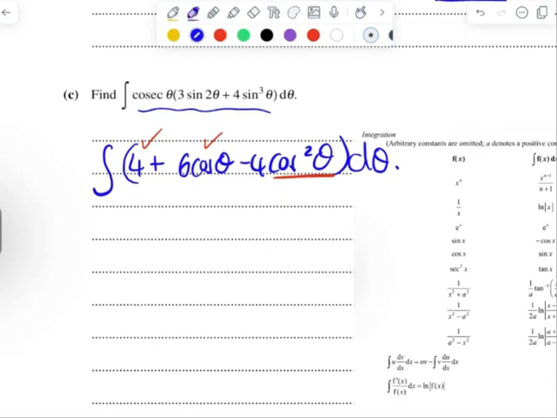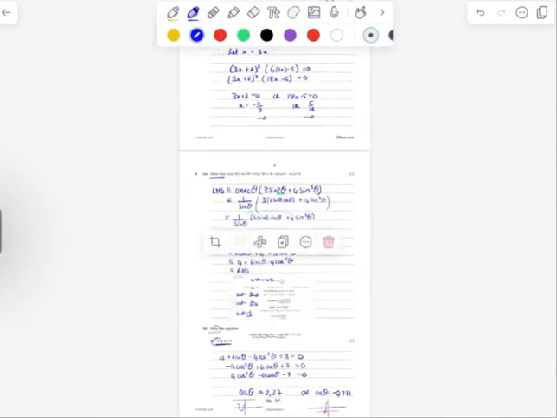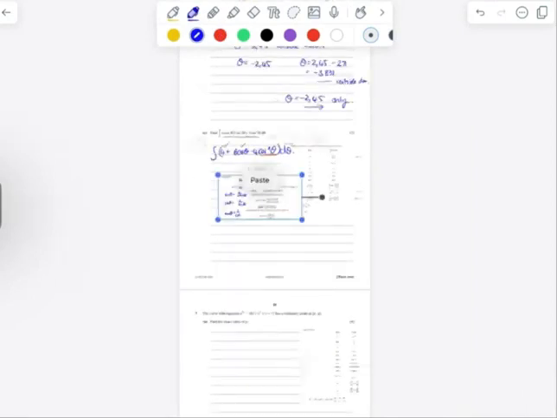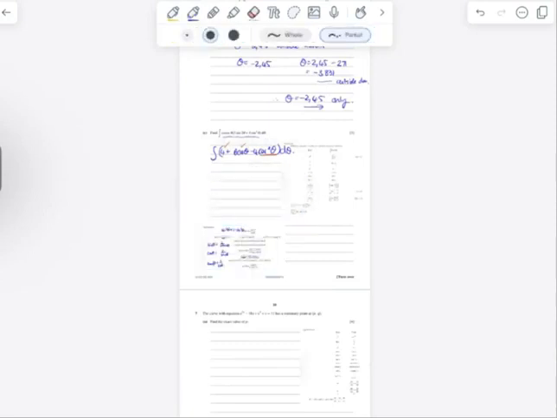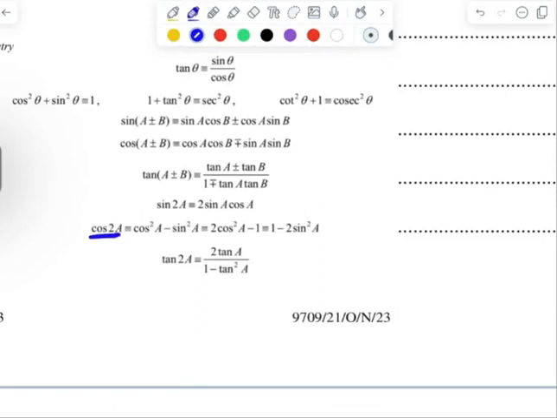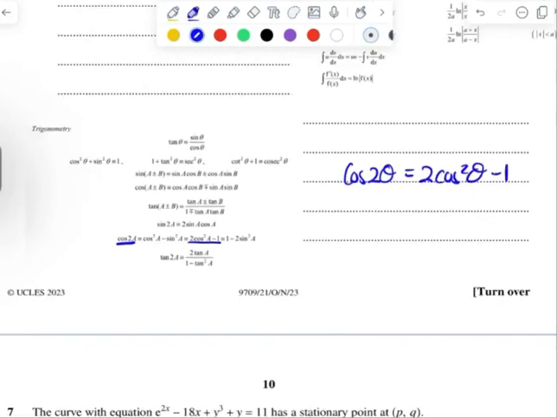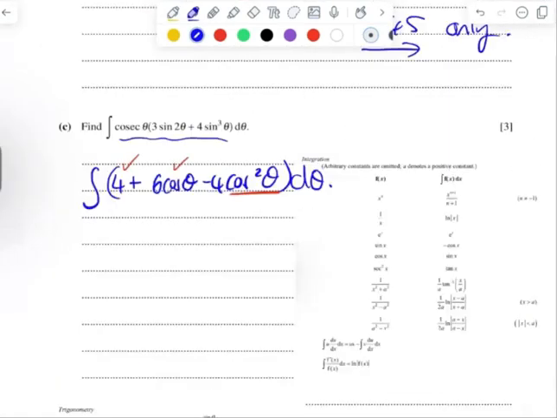So that first needs to be changed, and we're going to use our identity. I'm actually just going to copy this part of my MF19 as well. We need to change this into a double angle. If I take a look down here, I can see that cos 2 theta, I'm just going to write it on the side, cos of 2 theta is equal to 2 cos squared theta minus 1. And what I'm going to do is change this up here. You can do this in different ways.